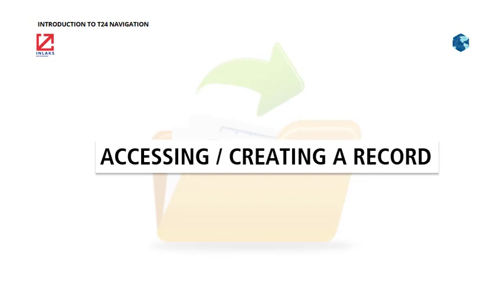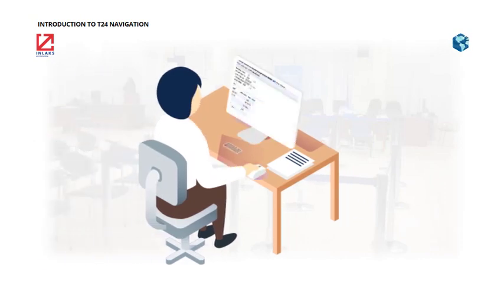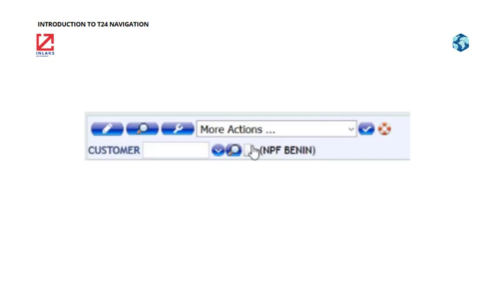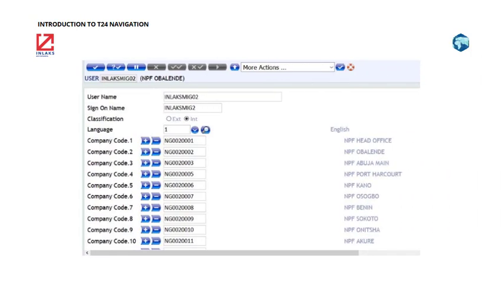The process of accessing or creating a record. In order to access a record in an application with functions, the following buttons are important. Let's go through them. At the top right corner is the Edit button. This button opens a record in the input function for new or amendment of a record.